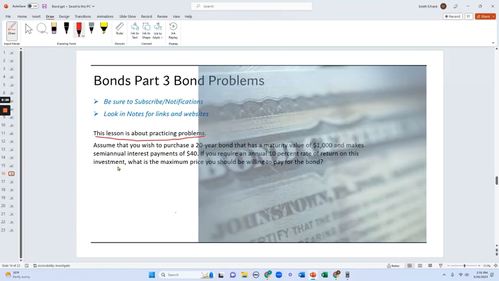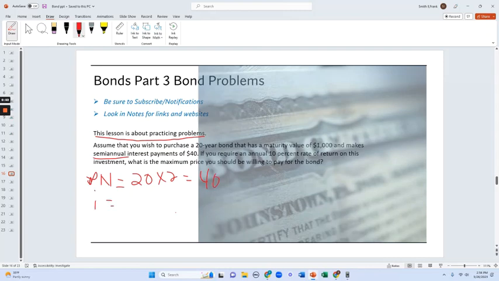So in this first case, you assume that you wish to purchase a 20-year bond that has a maturity value of $1,000. Because it's semi-annual, you'll see in the next line, it is a 20-year bond, and there are two semi-annual payments. So there's 40 periods we're going to be dealing with.